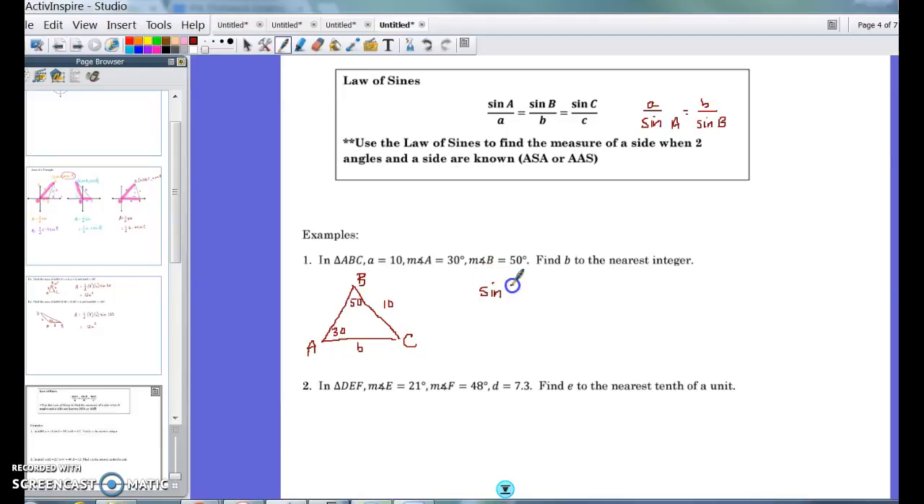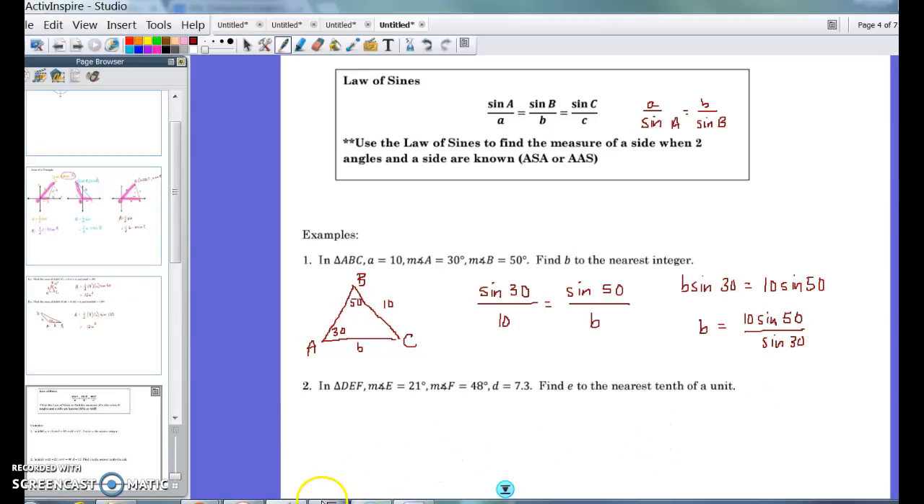I've got the sine of 30 over 10 is going to equal the sine of 50 over b. And then from there, in order to solve it, I'm simply going to cross multiply. So I have b sine of 30 is equal to 10 sine of 50. And so when I solve for b, I just have to divide both sides by sine of 30. So I'm doing 10 sine of 50 over sine of 30.